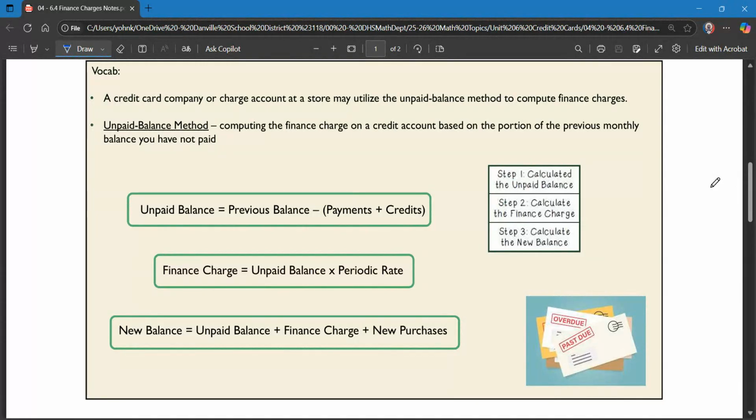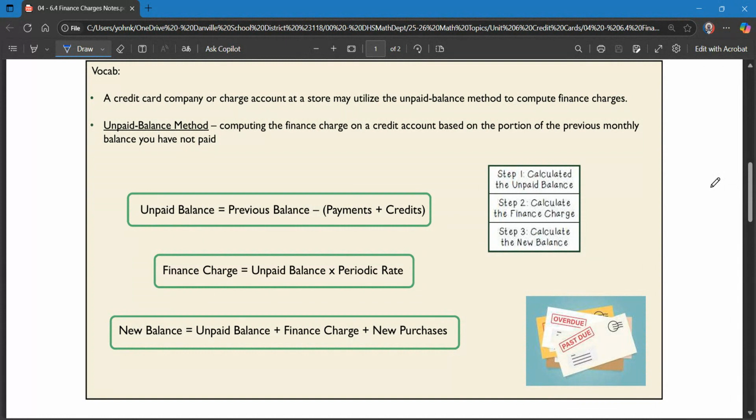Basically, it says that the amount of money you haven't paid at the end of the month can be charged a certain percentage of interest. That's your APR that we talked about on the credit account statement a couple sections ago.